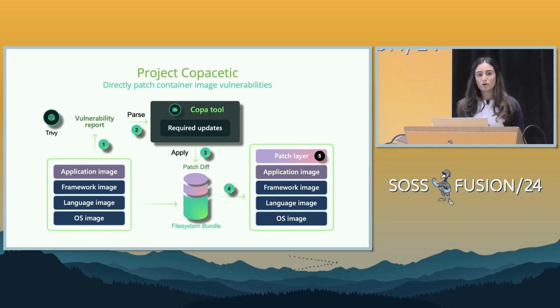And if we were to use Copa in the other way I mentioned previously, we would just skip steps 1 and 2, and we would go straight to Copa and tell it to find all the upgradable packages and apply that as the patched layer.